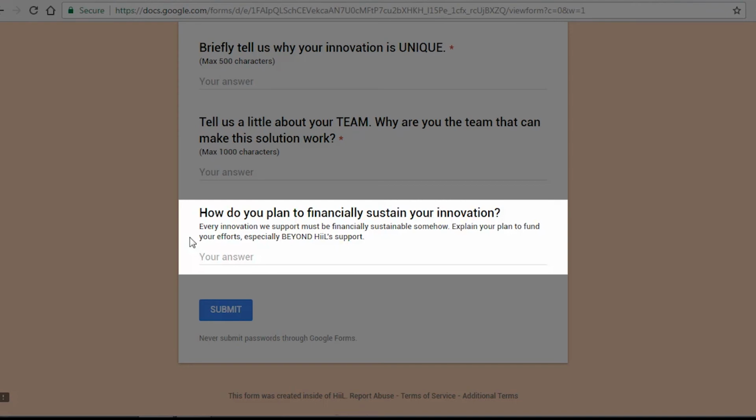Finally, tell us about the business model. We understand that not all justice innovations want to make a profit, that's okay. But all justice innovations must be able to financially sustain themselves somehow, beyond only the support that Hill provides. So, tell us how you think you can convince someone to pay you to provide the service you want to provide, and who this person is.